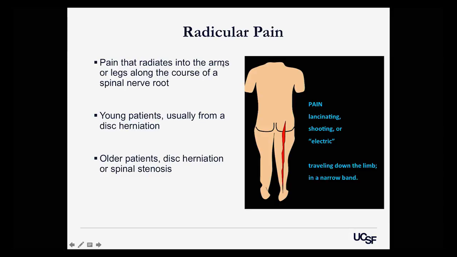Radicular pain refers to pain that radiates into the arms or legs along the course of a spinal nerve root. And for those of you that may have experienced this pain, you will never forget it. It tends to be very sharp, electric-like shooting pain that travels down either the arms or legs in a narrow band. And it's often from pinching of a nerve. In young patients, often from a disc herniation. In older patients, it could be from a disc herniation or from spinal stenosis, what we refer to as narrowing of the spinal canal, when several of the structures that I showed you on the previous slide can become arthritic, or there's bony proliferation around those structures, and that leads to narrowing of the space where the nerves in the spinal canal traverse.